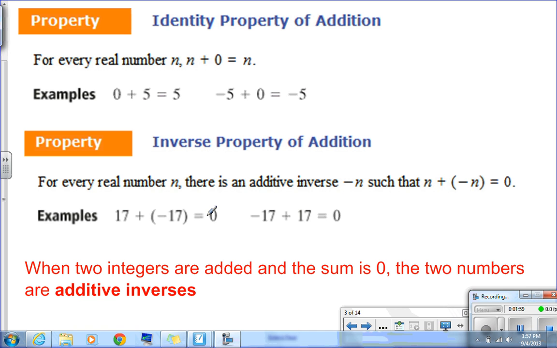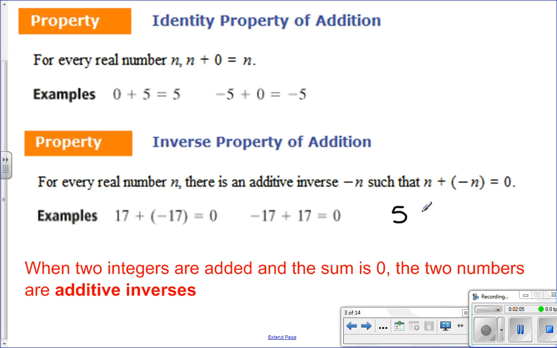When two integers are added and the sum is 0, the two numbers are additive inverses. 5 and -5. -13 and 13. Those are additive inverses because if we added them together, they would equal 0.